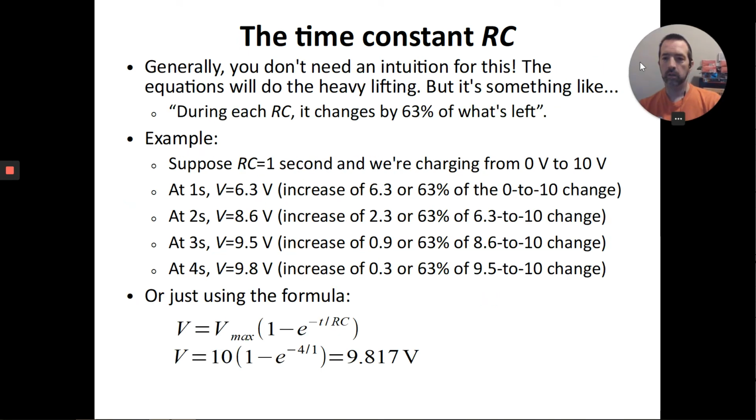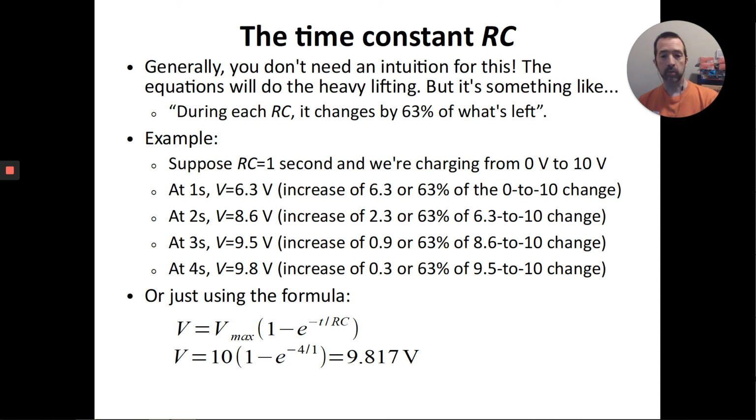So, as I said a minute ago, it's difficult to deal with all of this completely intuitively. The best that I can come up with really is this statement here in quotes. During each RC, the value, whichever variable you're looking at, charge, voltage, current, whatever, changes by 63% of whatever is left. I think I accidentally said 68 a couple times in the previous part, I'm sorry, 63. Changes by 63% of whatever is left.